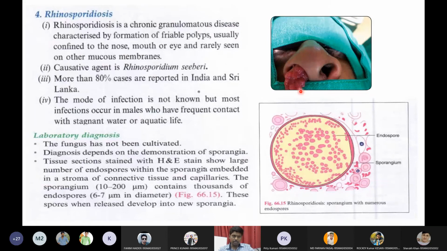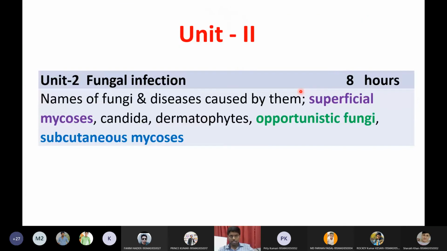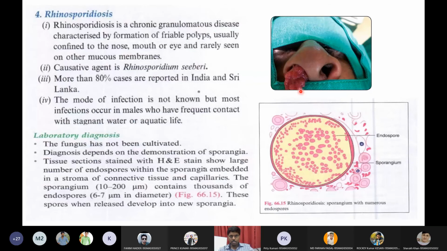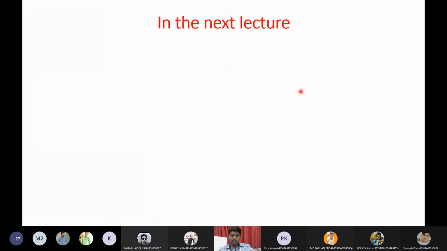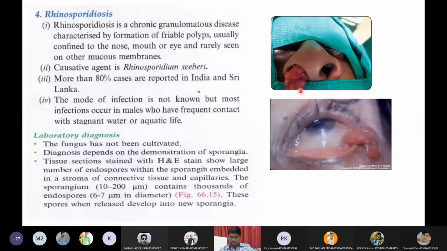Upon identifying this, we can conclude it is a rhinosporidiotic infection. 80% of cases have been reported in India and Sri Lanka. That's it. So this is all about subcutaneous mycosis. Okay, so a quick revision of this week's lecture.